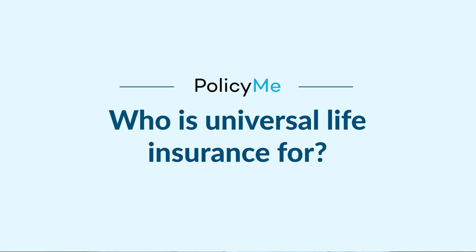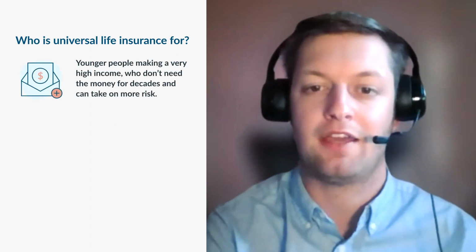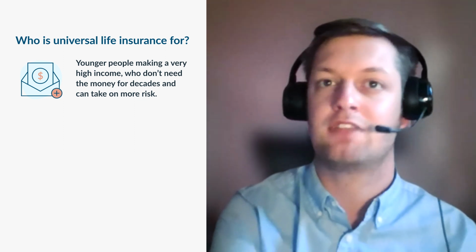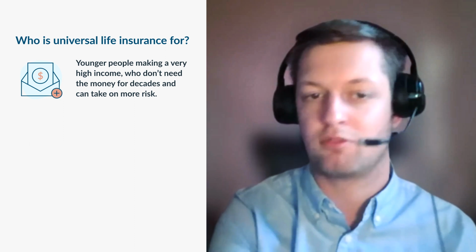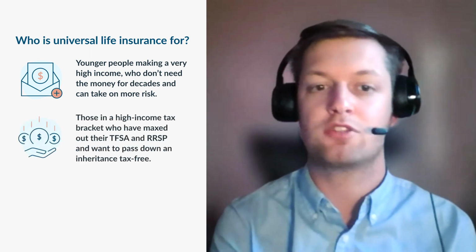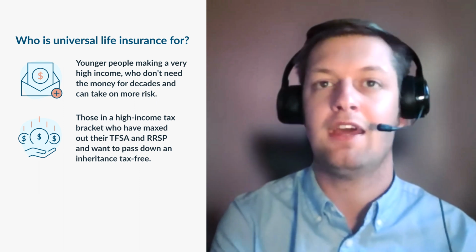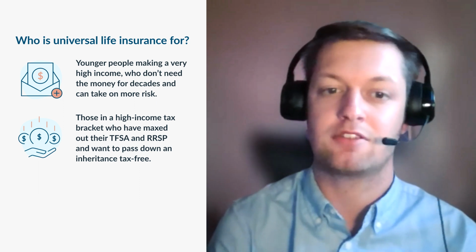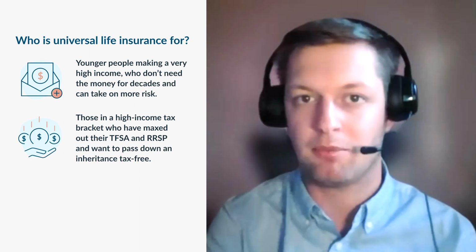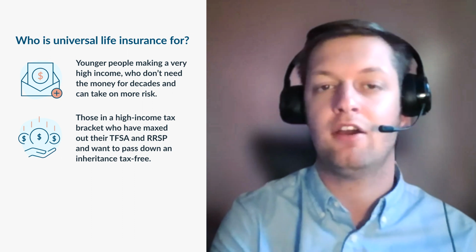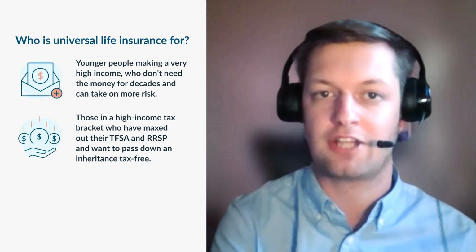Who is universal life insurance for? So there's two groups of people that make a lot of sense for universal life insurance. The first is younger people making high income who don't need the money for decades and can take on more risk. In this case, if they know what they're doing with their investments, it's a great option for them. The other is those who are just in a high income tax bracket and have maximized their TFSA and RSP, and they want to pass down an inheritance to their family tax-free. They'll be able to choose their investment options that align with their strategy of passing on their estate as a legacy fund to their next generation.